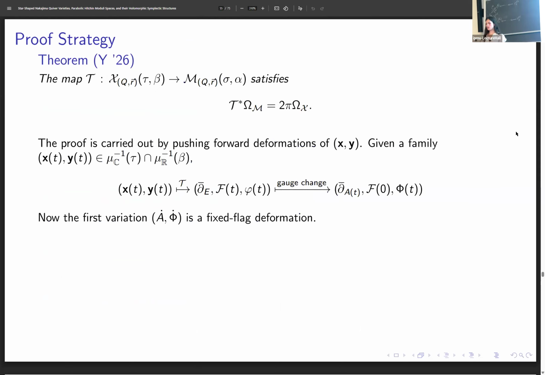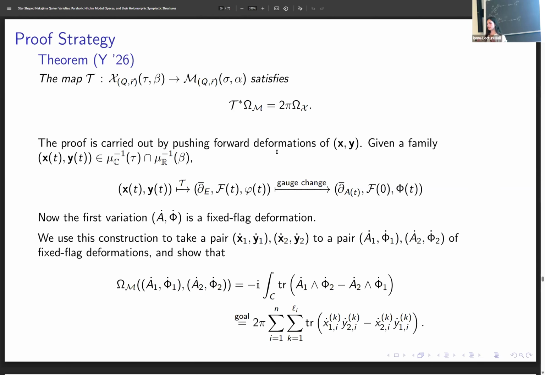Okay, so I'm going to talk about the proof strategy. How do you pull back a symplectic form? You do it by pushing forward tangent vectors. So I consider a path of quiver representations, a smooth family, which represents a tangent vector in the moduli space. I want to apply T to this family to get a family of Higgs bundles. I need to perform a gauge change to hold the flag fixed. Then with the flag fixed, I can calculate the first variation to get this fixed flag deformation. And that's ready to be plugged into omega.